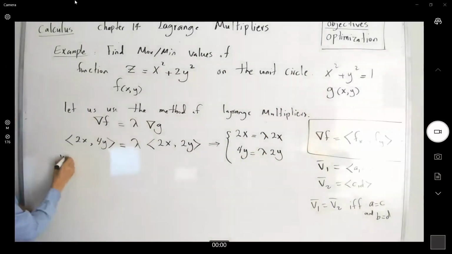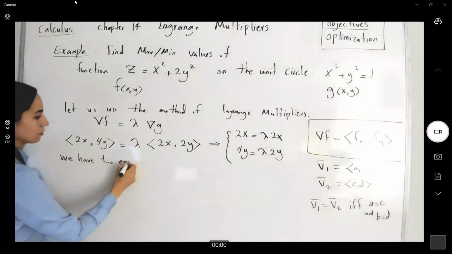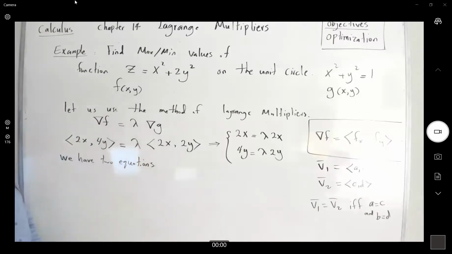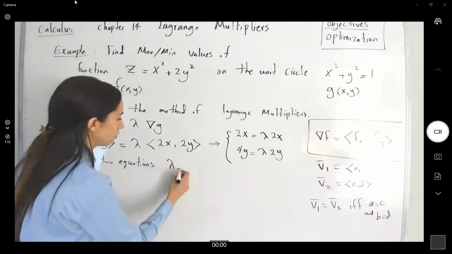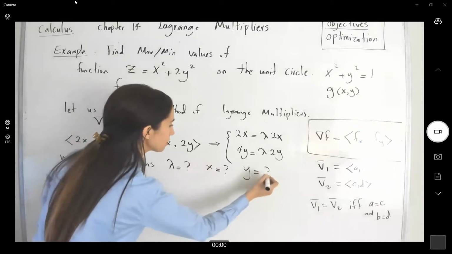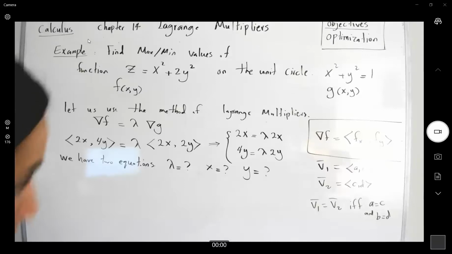We have two equations. So what are the values for x, y, and lambda? What would be lambda? What would be x? What is y? Perfect.